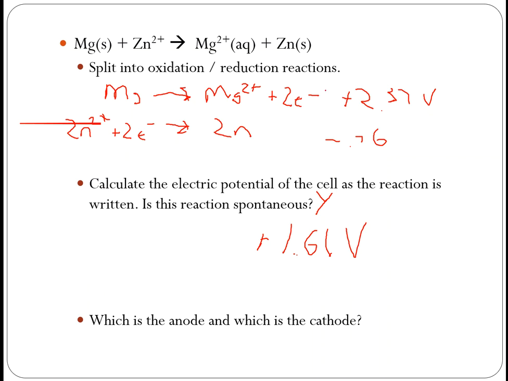Well, a couple ways we could think about this, but remember CPR: cathode, reduction, positive. So the magnesium electrode is going to be my anode. It's going to be Mg because that's where oxidation is taking place. And my zinc electrode is going to be the cathode. So we got the magnesium and magnesium ions over here, the zinc and zinc ions over here. Magnesium is my anode, zinc is going to be my cathode.